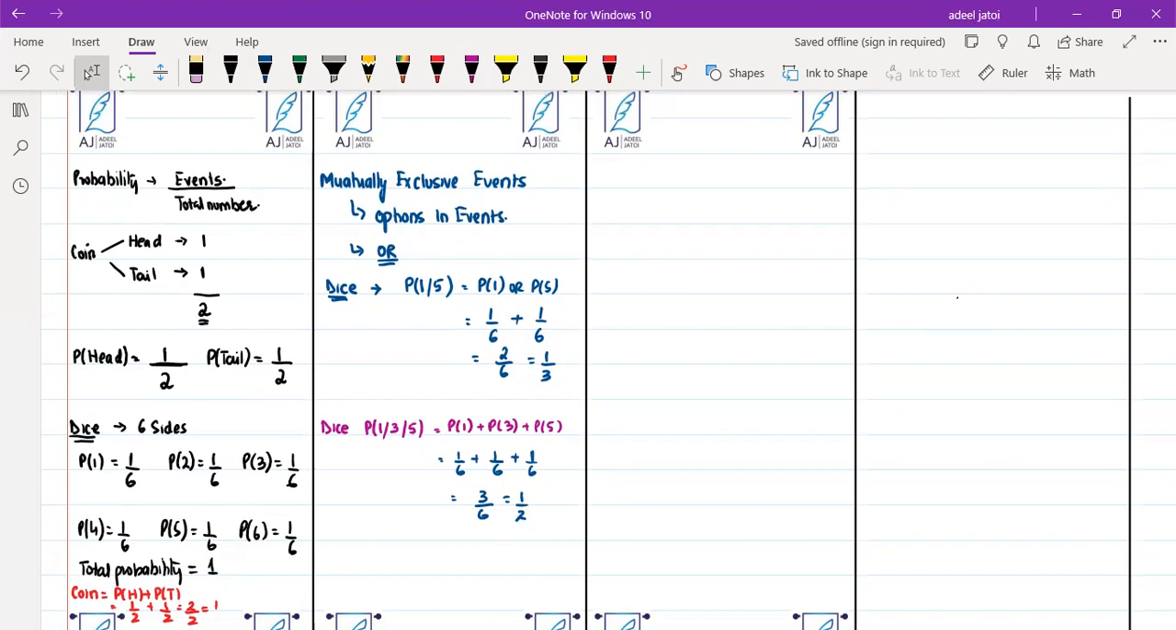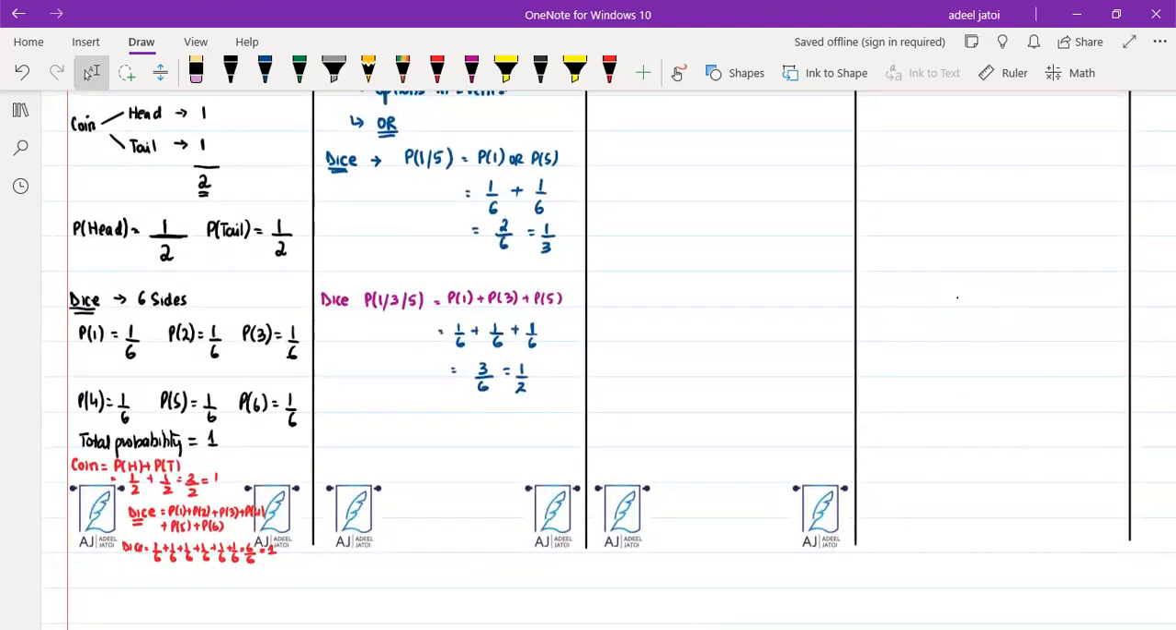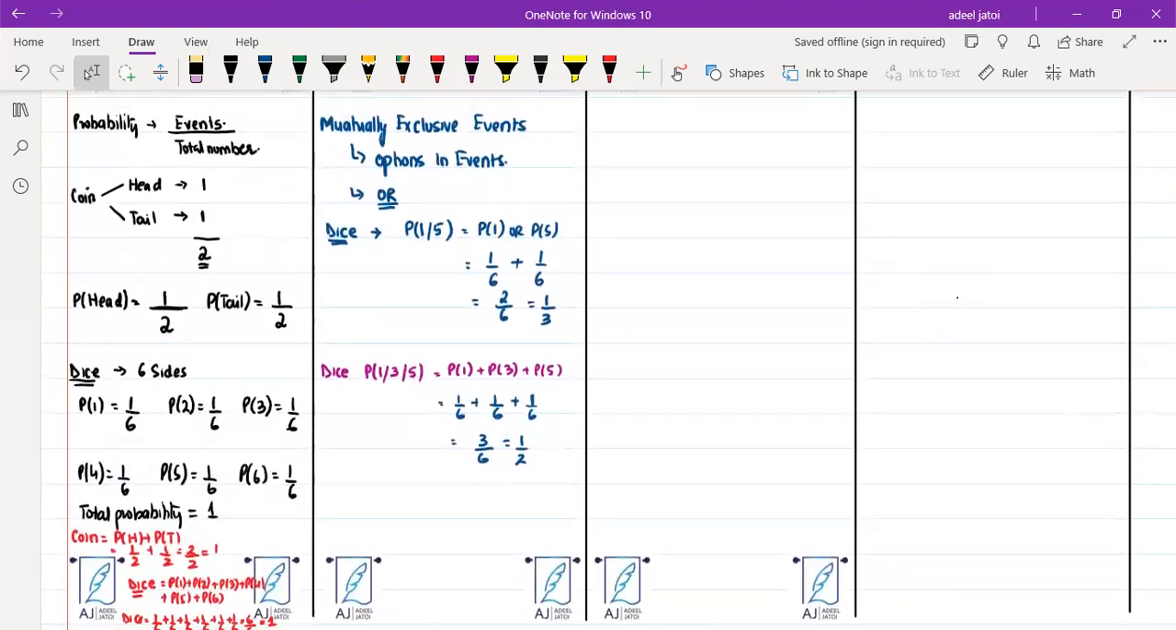Dice has 6 sides. Probability of getting 1 is 1 upon 6. Probability of 2 is 1 upon 6. Similarly for 3, 4, 5, 6, each number has a probability of 1 upon 6, because each number has that one side out of 6 numbers, right? So the total probability is always 1.